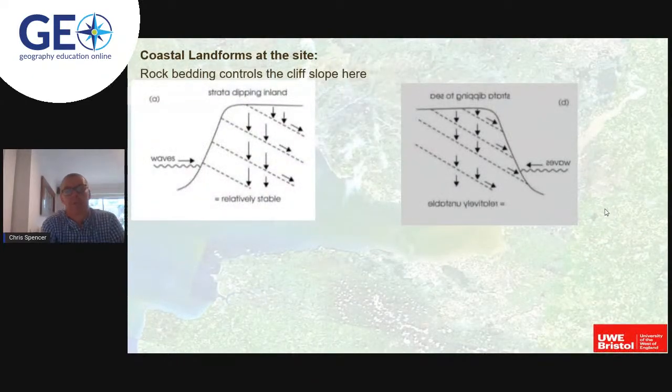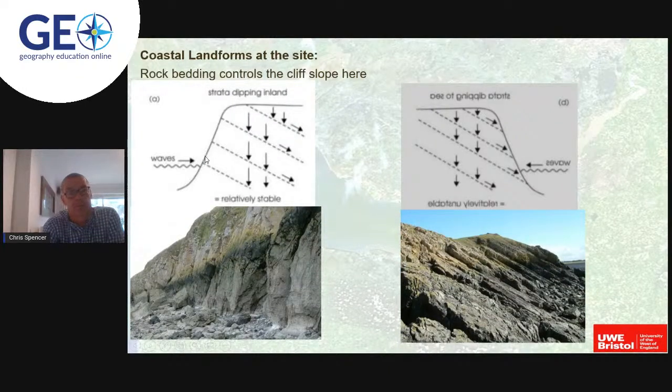So what's going on here is that we've got either side of the same headland, but on the northern side, those rocks dip towards the land. That gives us a very stable cliff because the rocks are trying to slide inland along those planes of weakness along the beds. On the south side, the rocks are dipping towards the sea, the other side of the same headland. And we can see the bedding in this photo here with the rocks dipping at around 30 to 40 degrees to the south.